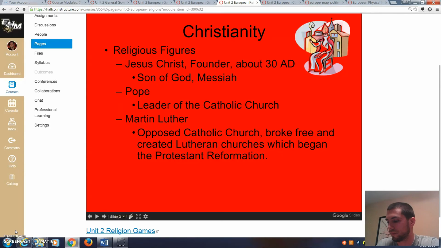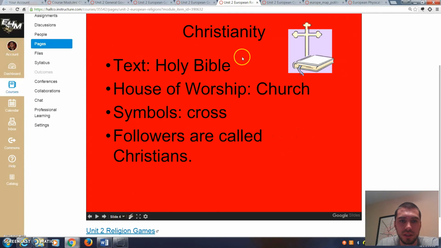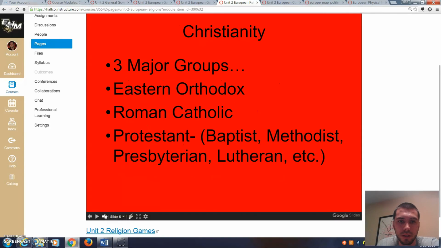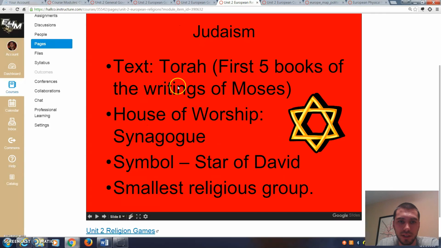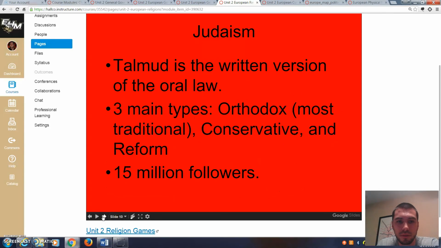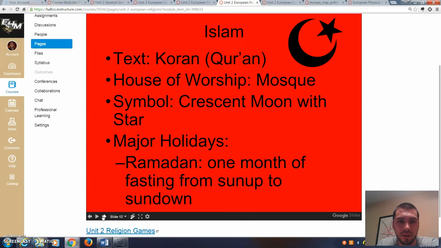All right, 17. Name the religious text for each religion. Well, if we look right here at Christianity, you'll see that the text is right here. So write that down. Now we're looking for the text for Judaism. If we skip ahead and look at Judaism, text, the next word might tell you the text. Now for Islam, text again. The next word will tell you the text of Islam.